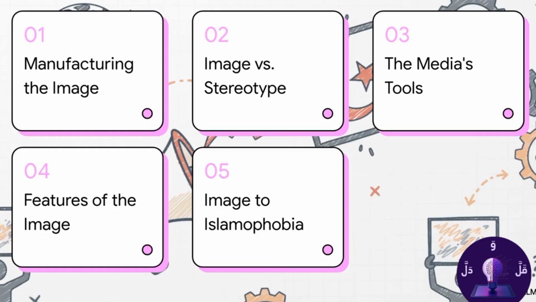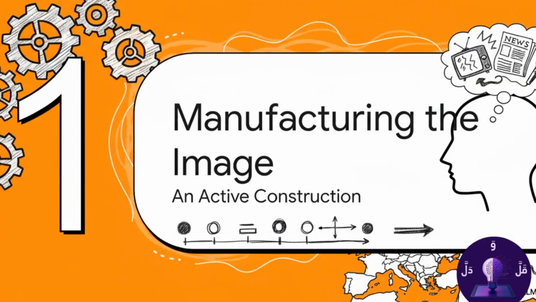Okay, here's our game plan for this explainer. We'll start by looking at this whole argument that the image is manufactured. Then we'll get into the key difference between a mental image and a stereotype. After that, we'll explore the specific tools the media uses, see what the resulting image looks like, and finally, connect all of this to the rise of Islamophobia. So let's jump right into the big idea from our sources.